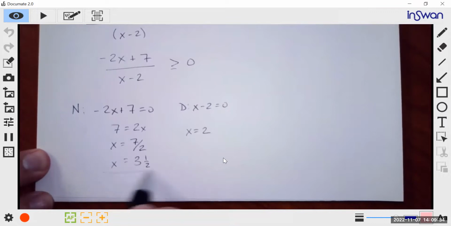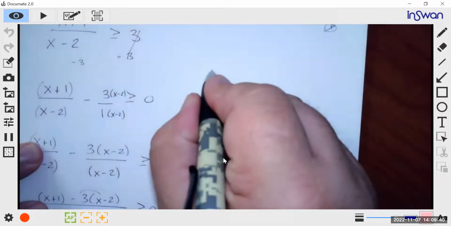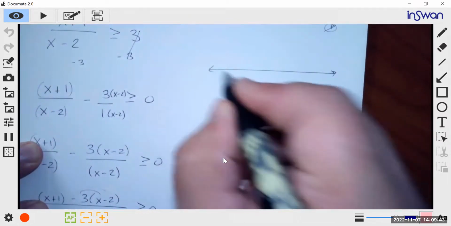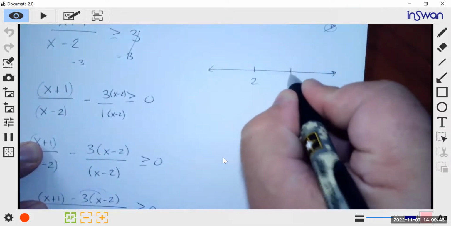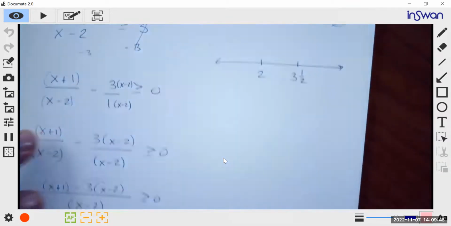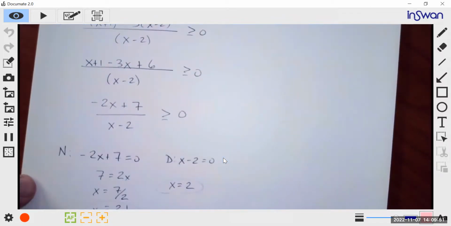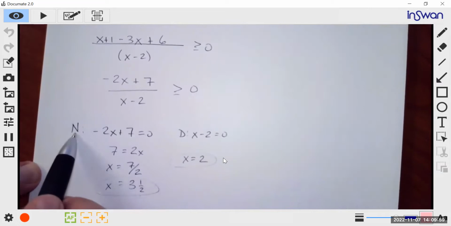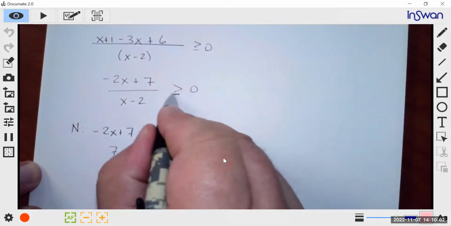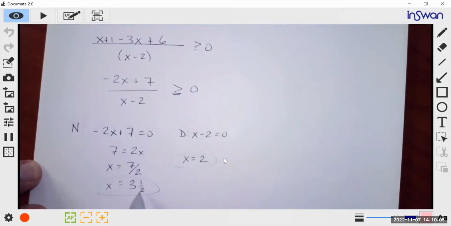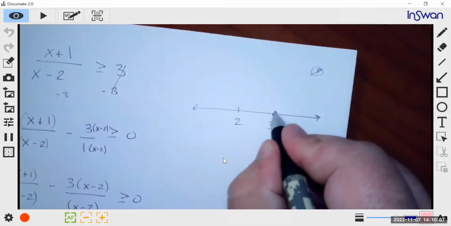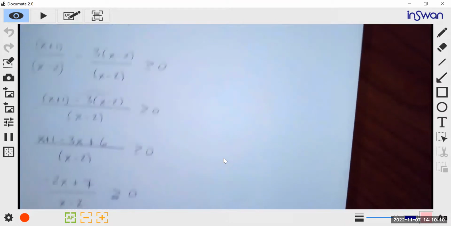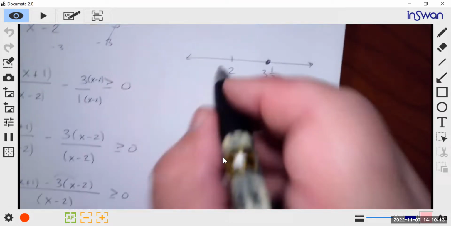So these are our 2 critical values. What do we do with them? Can we use the 3 1/2? Why? Because that's the numerator. It can equal 0. So this is what makes the top equal 0. So yes, we can use that. So it's a solid dot there. And the bottom, the denominator, we can never use. So that's an open circle.